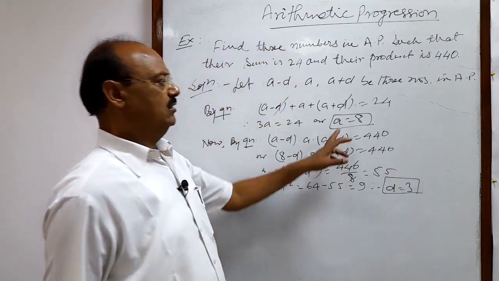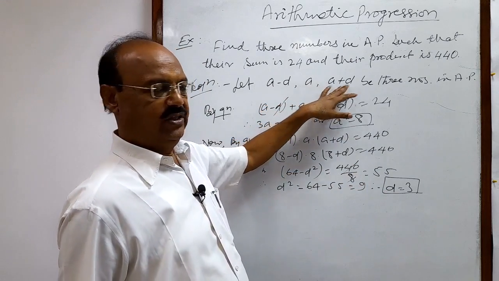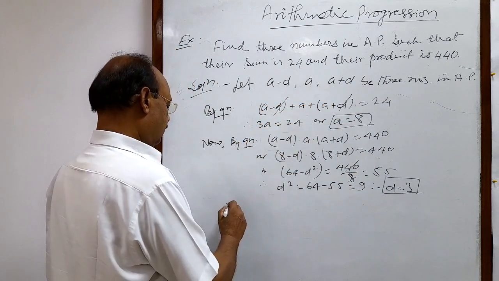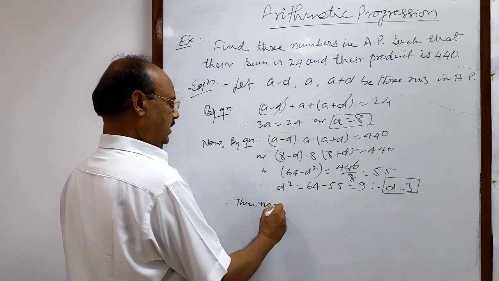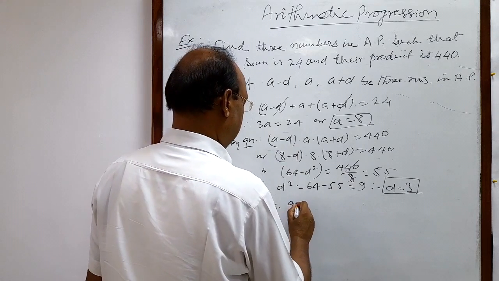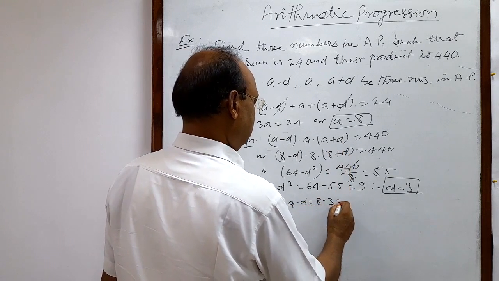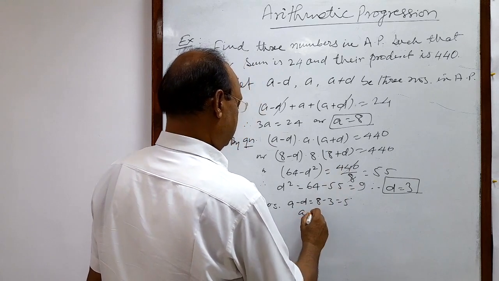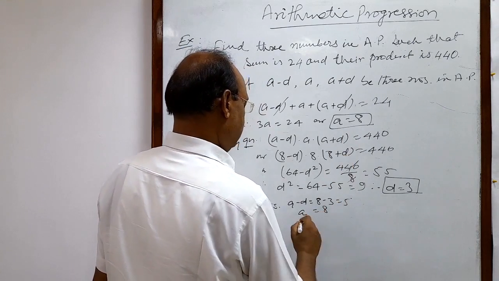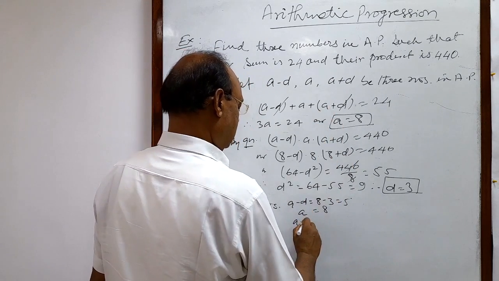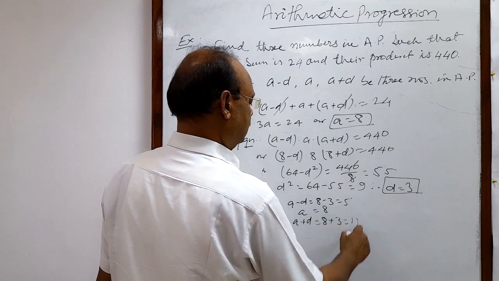So, here we have got the value of a, which is 8. Now, we can find a minus d, a and a plus d very easily. Therefore, three numbers, a minus d is equal to how much? 8 minus 3 is equal to 5. Another number a, which is equal to how much? 8. And the next number is a plus d, that is 8 plus 3, this is equal to 11.